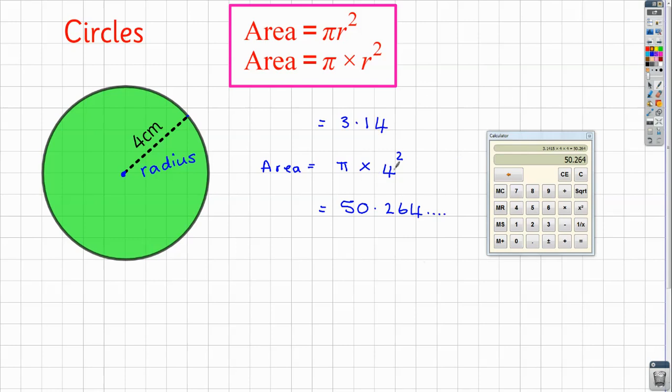We want to just give our answer to 3 significant figures. That's the first 3 digits, this much. Now the next number is 6. It's bigger than 5, so we're going to round up. So instead of writing 50.2, because the next digit is 5 or more, we're going to write 50.3. And again, our radius was in centimetres, so that will be square centimetres. Pi, this number on the calculator, multiplied by the radius squared.